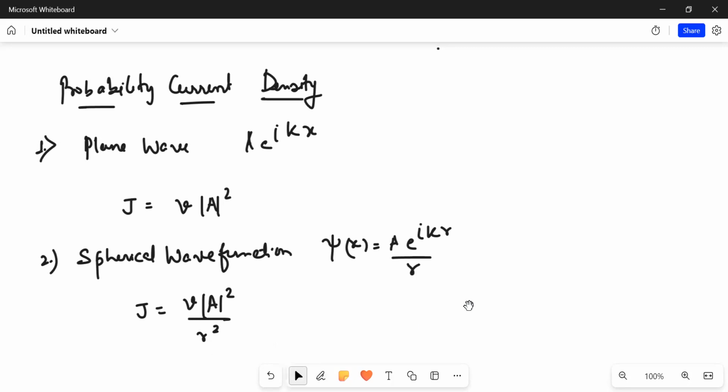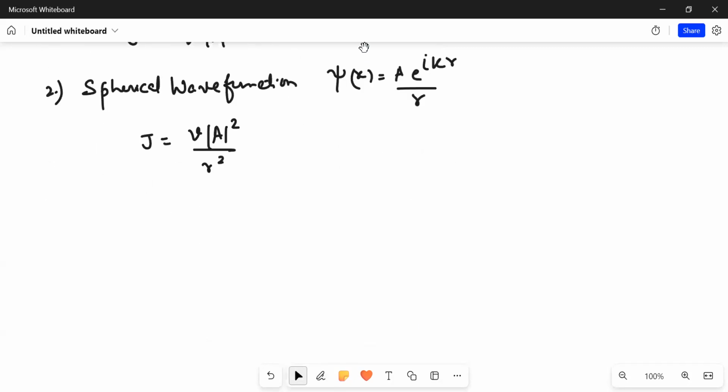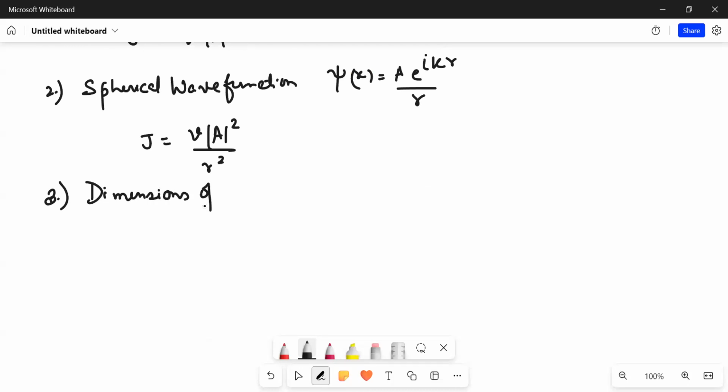Okay, the third thing we've seen is that the dimensions of probability density was inverse of time. If you remember, yesterday we did this also. One upon time.